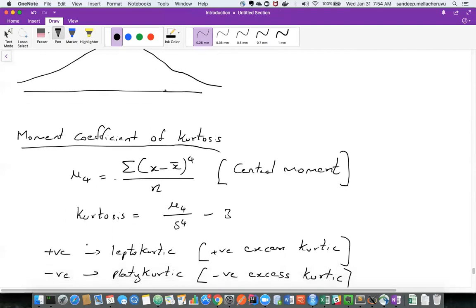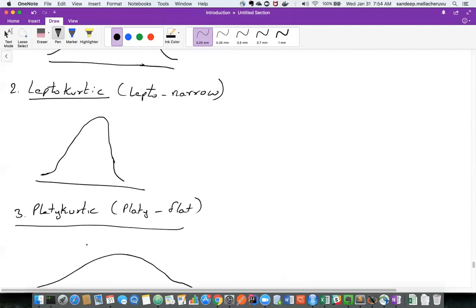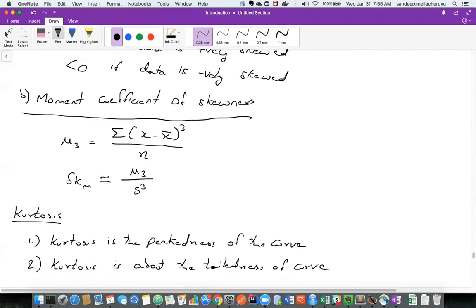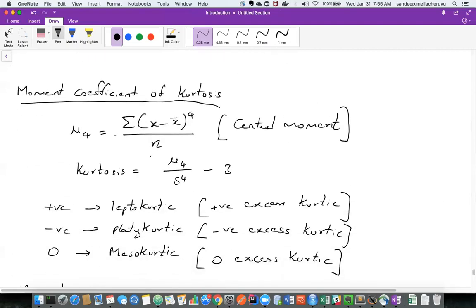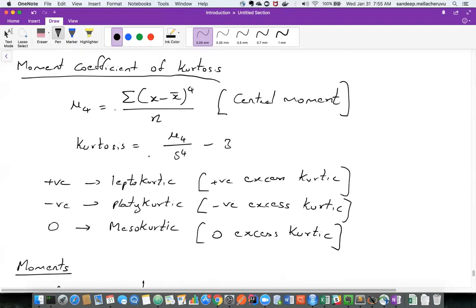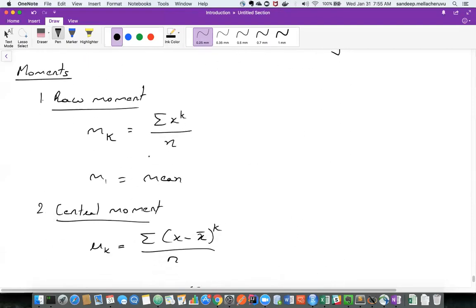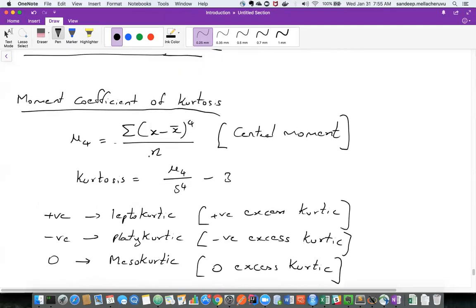Is that clear? We are always using the central moment, not the raw moment, for both kurtosis and skewness. For skewness, it is the third central moment. For kurtosis, it is the fourth central moment, right? Any questions on this? Or did I teach too much already?